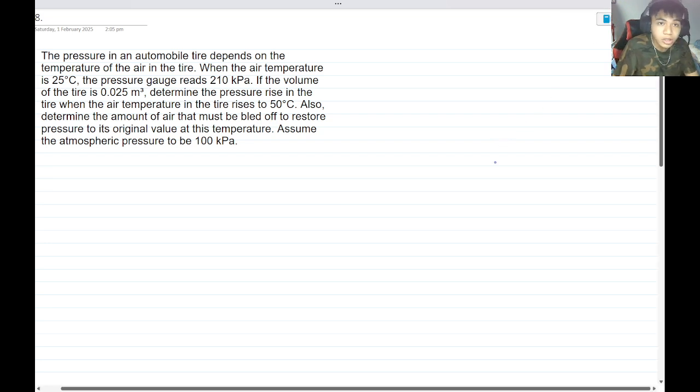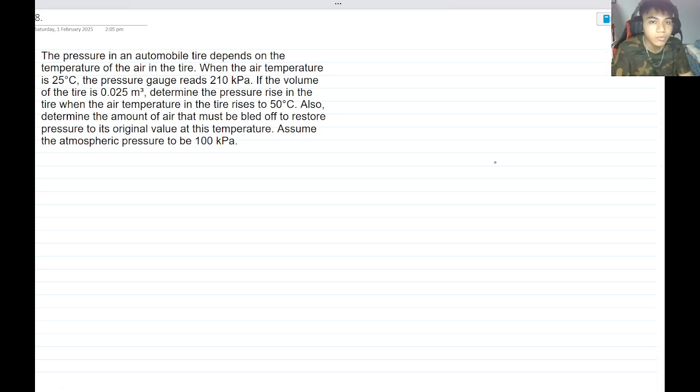Okay. The pressure in an automobile tire depends on the temperature of the air in the tire. When the air temperature is 25 degrees Celsius, the pressure gauge reads 210 kilopascals. If the volume of the tire is 0.025 cubic meter, determine the pressure rise in the tire when the air temperature in the tire rises to 50 degrees Celsius. Also, determine the amount of air that must be bled off to restore pressure to its original value at this temperature. Assume the atmospheric pressure to be 100 kilopascals.